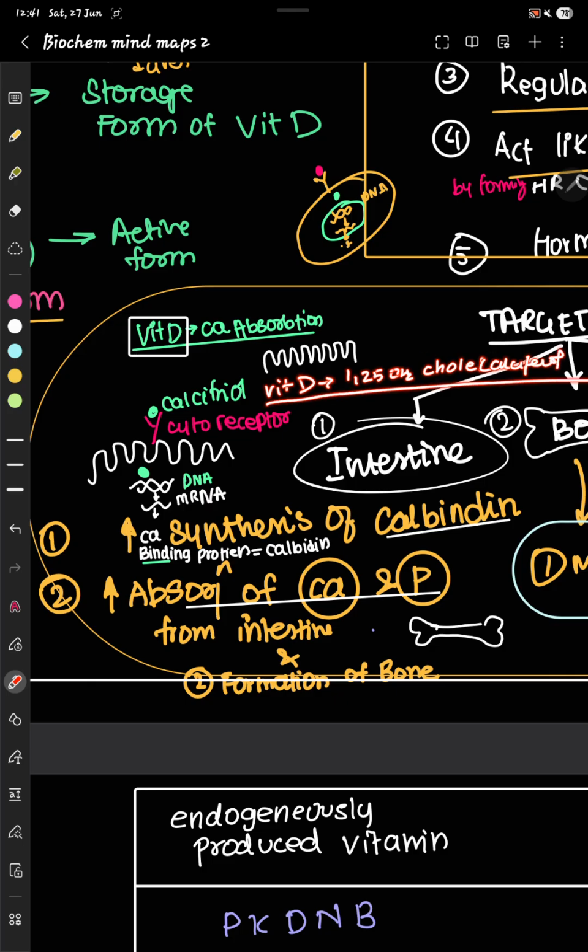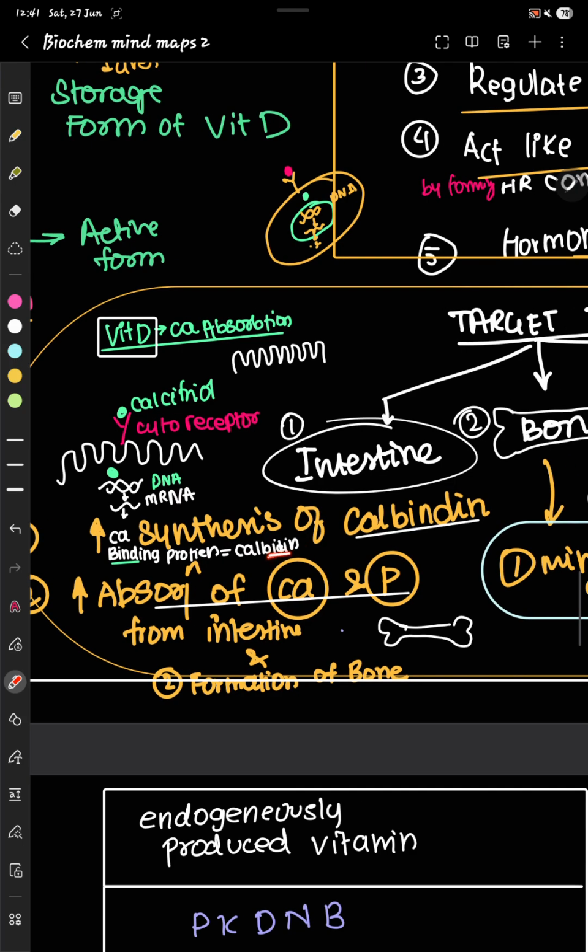This cholecalciferol is going to enter into the cell by binding to the cytoreceptor. When this goes into the cell as a secondary messenger, it converts the DNA into RNA. Transcription is then done, translation occurs, and there is production of a protein called calcium binding protein, calbindin. This calbindin actually helps in the binding of calcium with this protein, right? Calbindin, that's why it's called calbindin, the calcium binding protein that is formed.